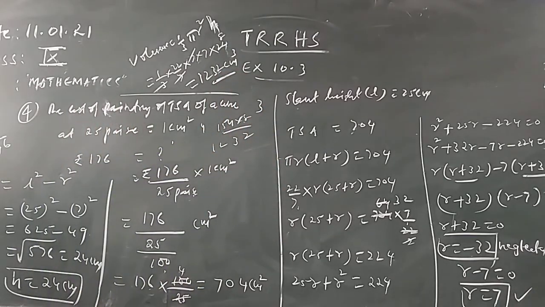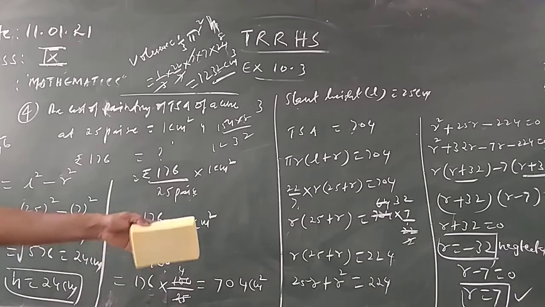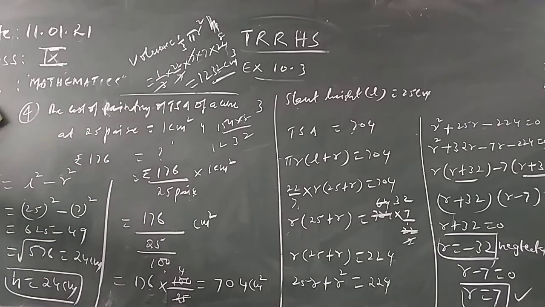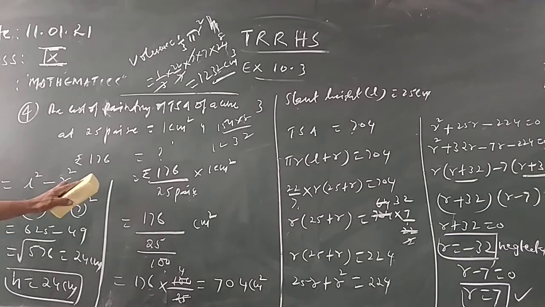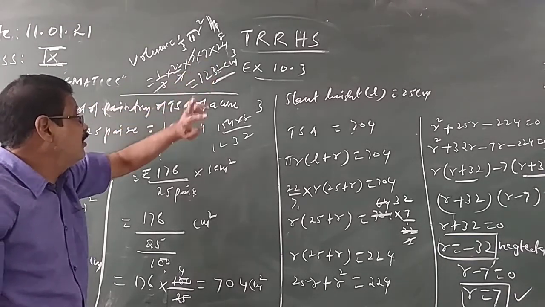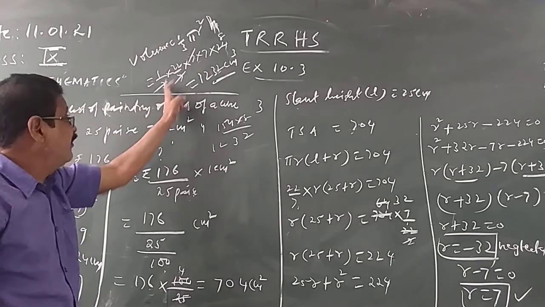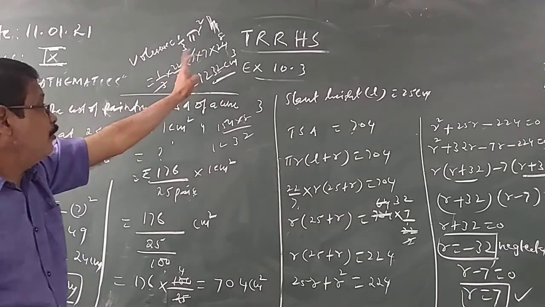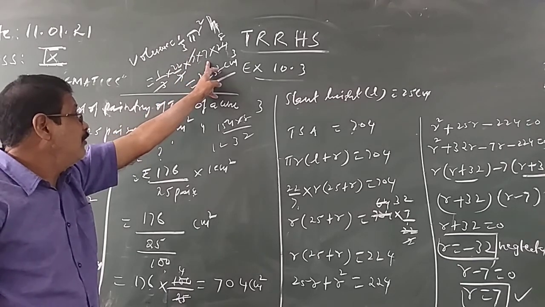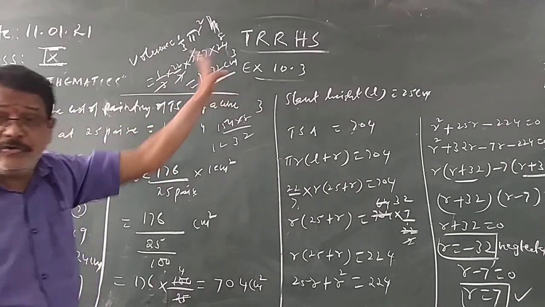Here, after getting the radius and slant height, we find h square: h square equals l square minus r square. Substituting, we get h as 24. Now the volume of the cone is 1 third pi r square h. Pi is 22 by 7, r square is 7 into 7, and h is 24. 7 and 7 get cancelled. 3 into 8 is 24. So in the numerator, 22 into 7 is 154, and 154 into 8 is 1232 cubic centimeters.